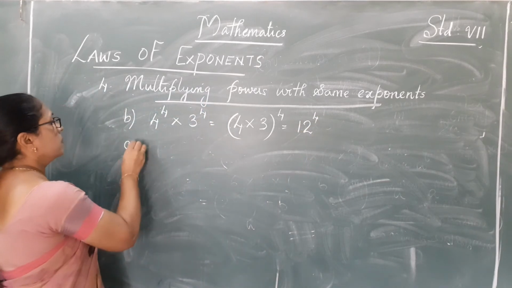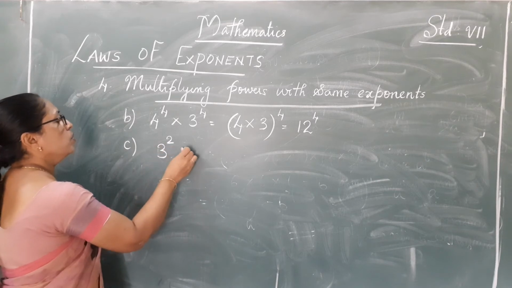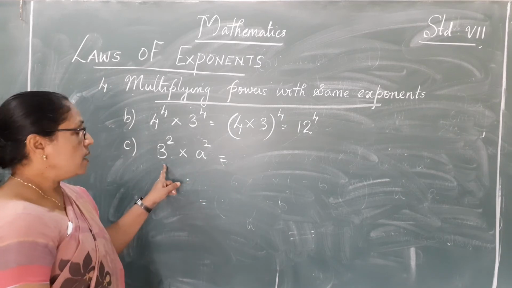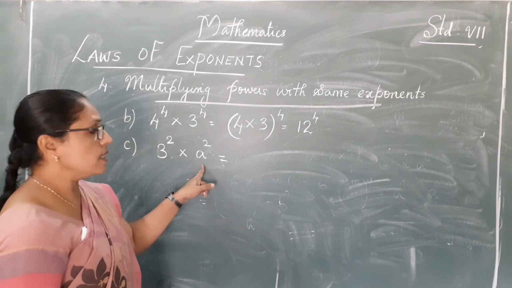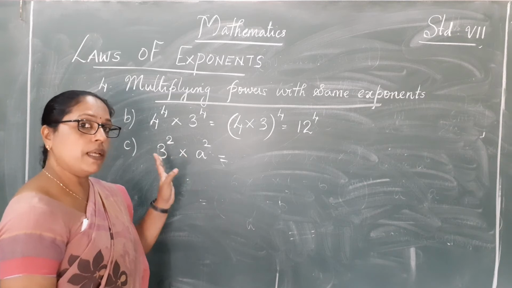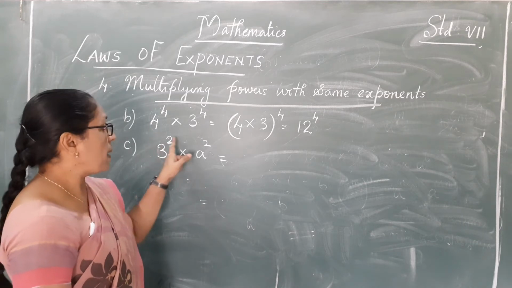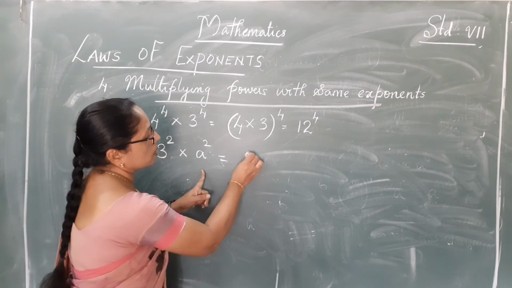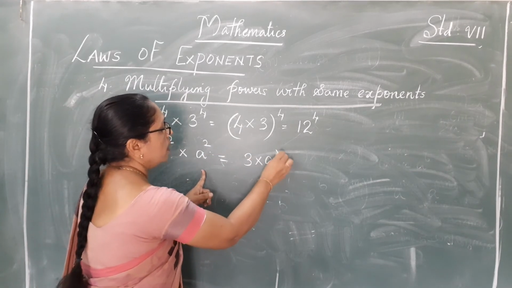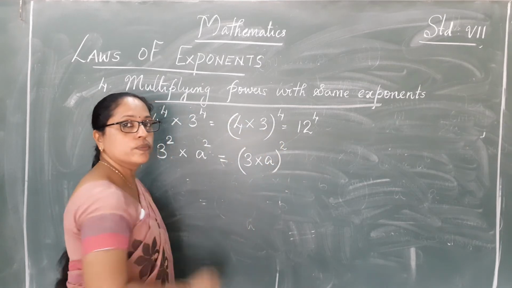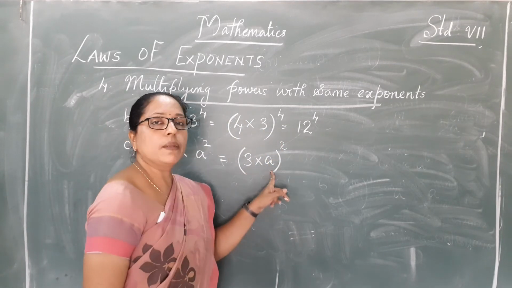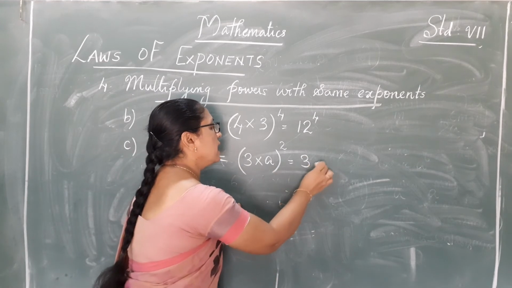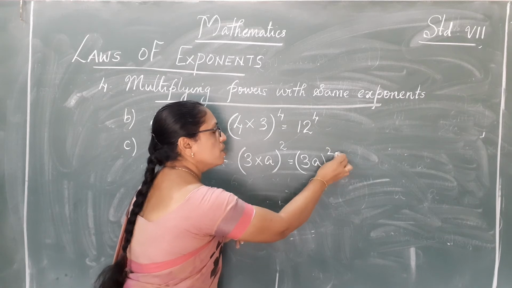Another example. 3 raised to 2 into a raised to 2. One is number power, another is letter power. Whatever it is, we'll apply the rule same way. Okay, the powers are same, the exponents are same. So multiply the base. So 3 into a, the whole raised to 2. Okay, so a number multiplied with letter. There is no further calculation. Just we'll write 3a, the whole raised to 2.